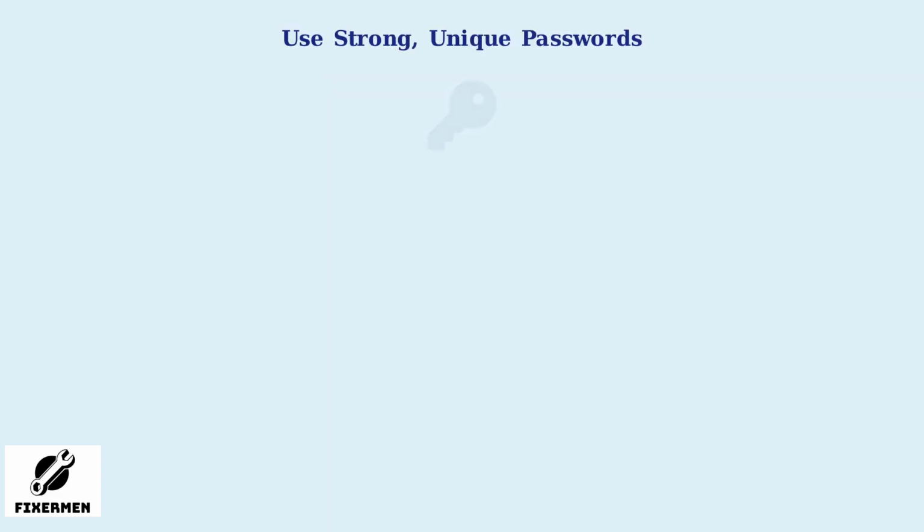To prevent sign-in issues, start with strong passwords. A strong password mixes uppercase and lowercase letters, numbers, and symbols, avoiding common words or personal information. Make it unique for each account to protect against breaches. Enable two-factor authentication for extra security. This adds a second verification step, like a code from an app or biometric scan, making it harder for unauthorized access even if your password is compromised.